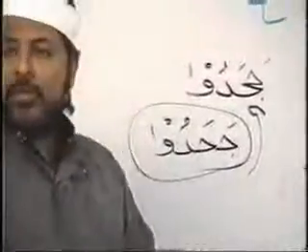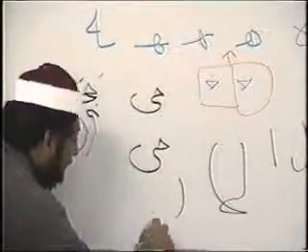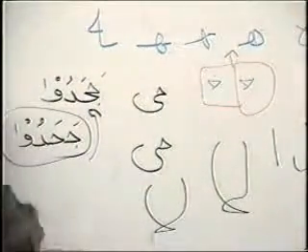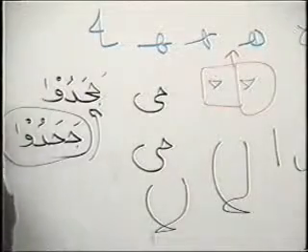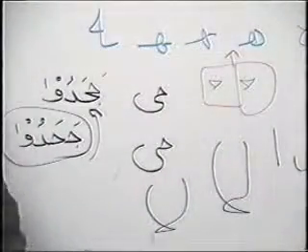Lam, alif. Lam, alif is not a letter of the alphabet. It's lam and it's alif. We put them together and we say lam, alif. It's written like that. Always. It will never change. Lam first, then alif. Okay? It will never be reversed.